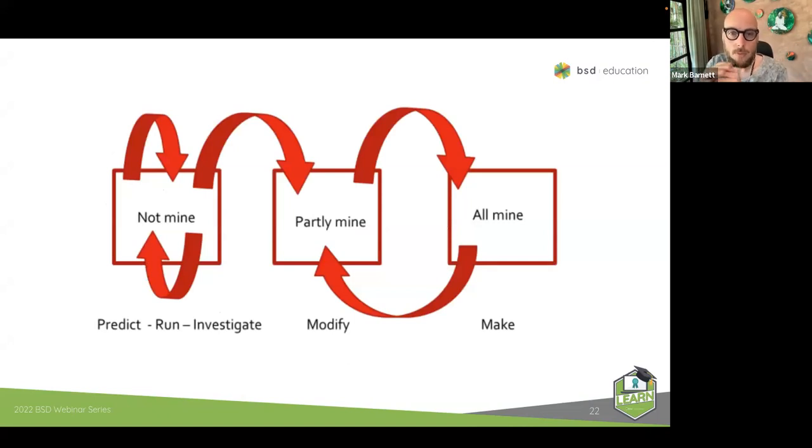So the PRIM method, to expand a little bit more about how agency is converted, similar to the previous method, it starts off with, this is not mine. I'm just trying it out. So predicting, running, and investigating are the first three steps. Then modifying, changing means that it's partially mine. And then finally, when I make something new with all of the combined knowledge that I've had before, then it becomes all mine. So we're increasing agency over time. There are just more steps along the way in the PRIM method than there is with use, modify, create.